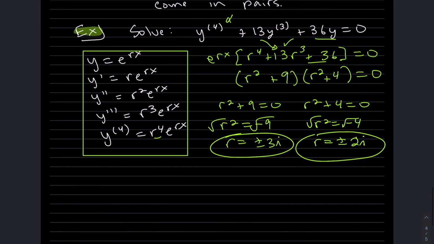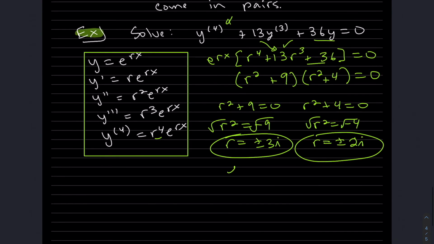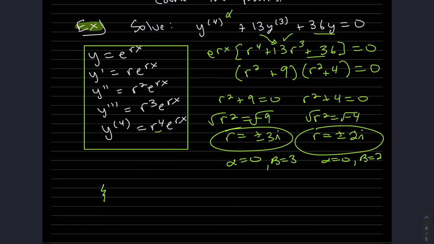Okay, so you ready? The nice thing is that alpha is 0 for both. Beta equals 3. Alpha equals 0, beta equals 2. So let's write our set. Since e to the 0 is 1, it's just gone. So it's e to the 3i x, e to the minus 3i x. Let's start here and then we'll work away.